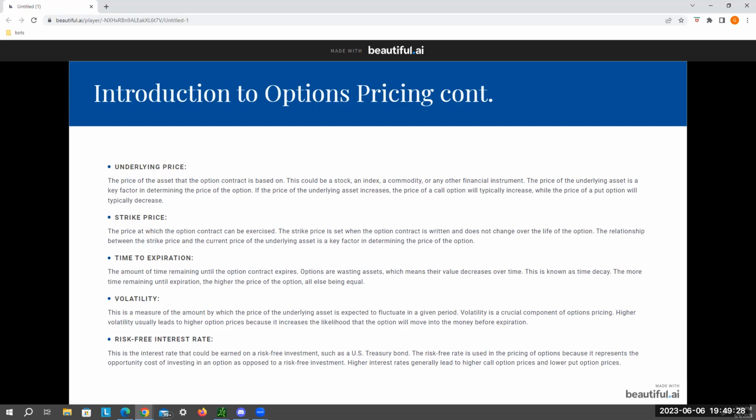So, time to expiration. As I said, contracts and options are a wasting asset. The expiration that you're going to see on these contracts is basically the time remaining up until the option contract expires. And as I said, I'm going to drill it in home. Options are a wasting asset, which ultimately means that their value decreases over time as they get closer to expiration. And as I said, I'm just going to repeat it again. We will go over that in the Greeks.